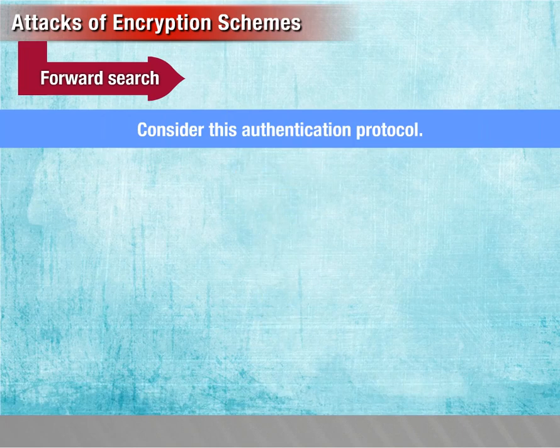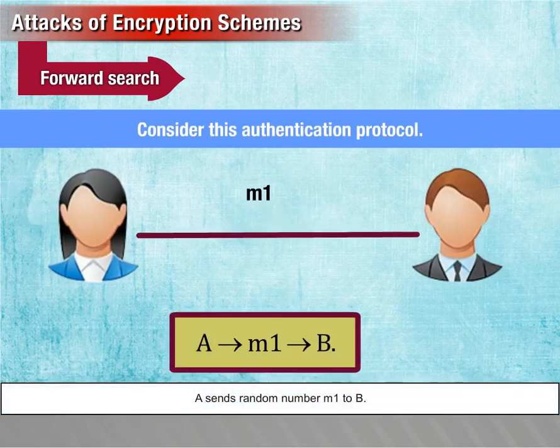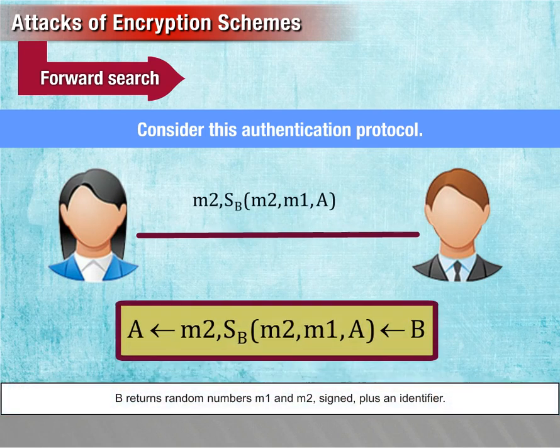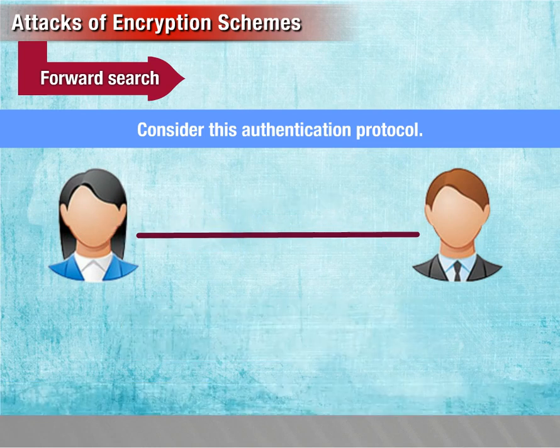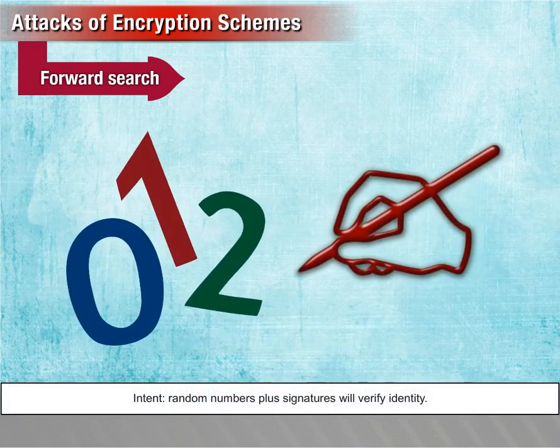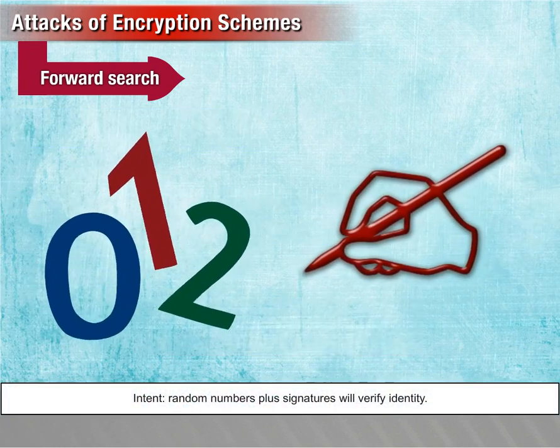Consider this authentication protocol. A sends random number M1 to B. B returns random numbers M1 and M2 signed, plus an identifier: B returns SB of M2, M1, A. A returns signed random numbers M2 and M3 plus an identifier: A sends M3, SA of M3, M2, B to B. Intent: random numbers plus signatures will verify identity.